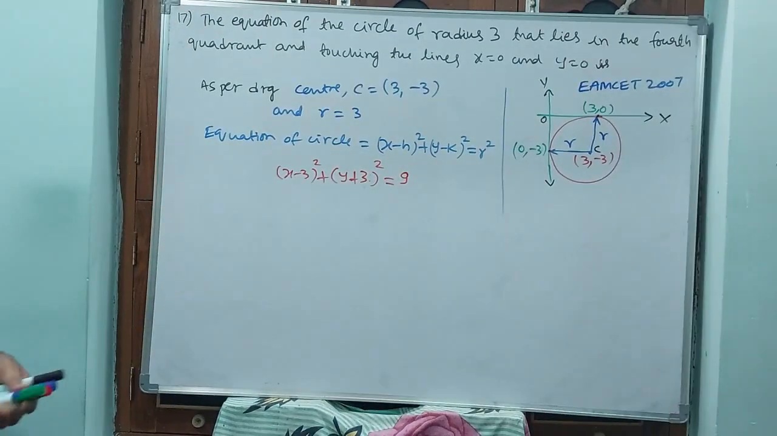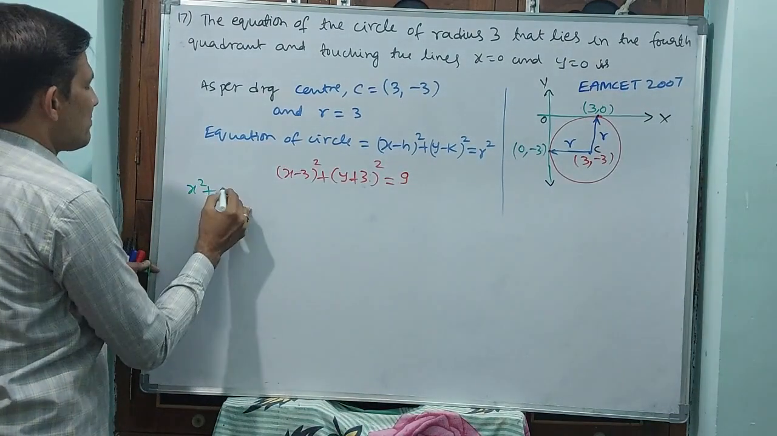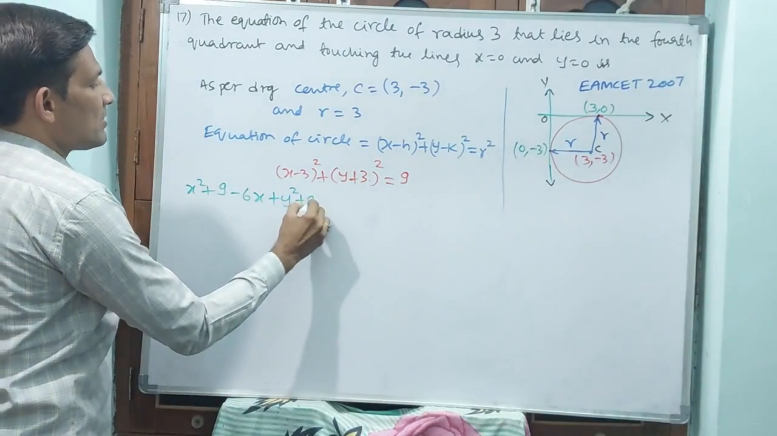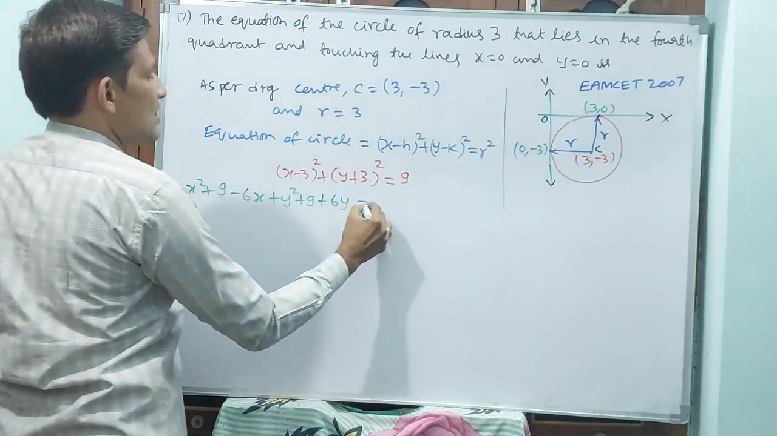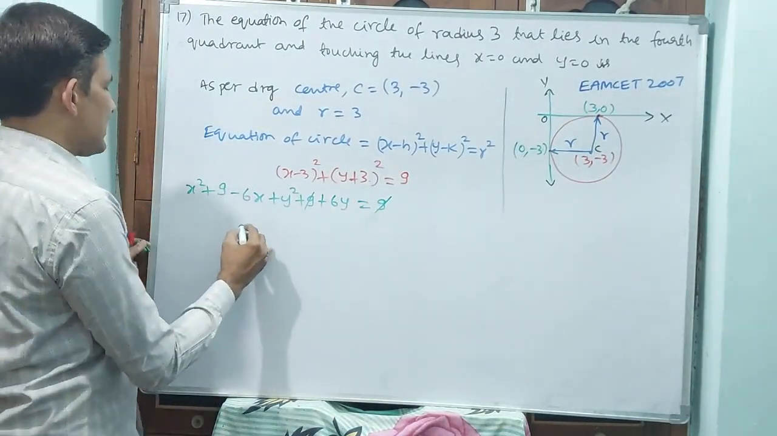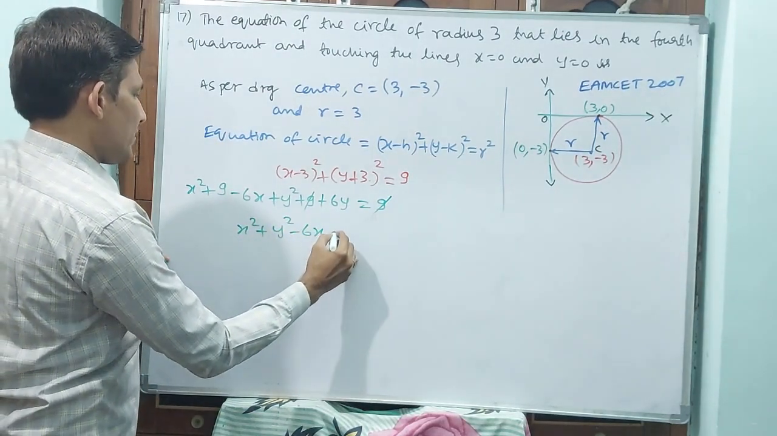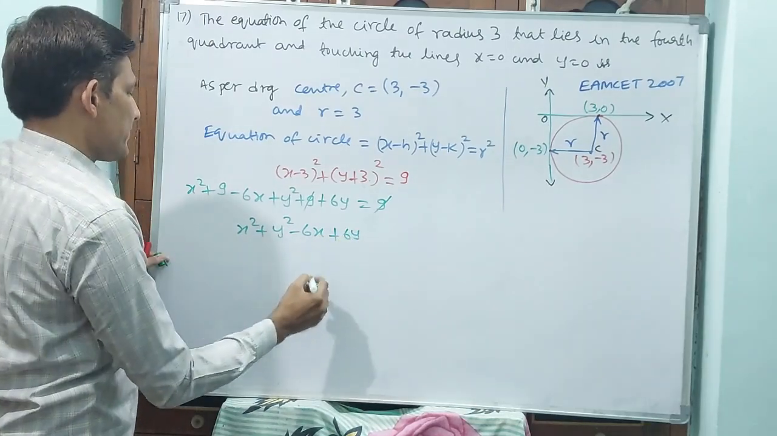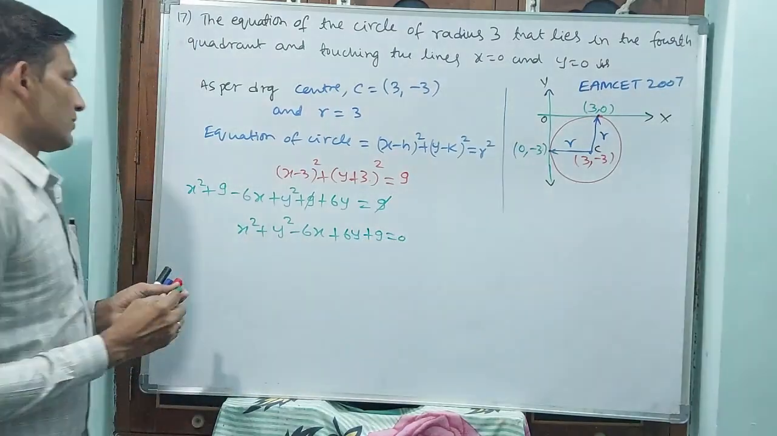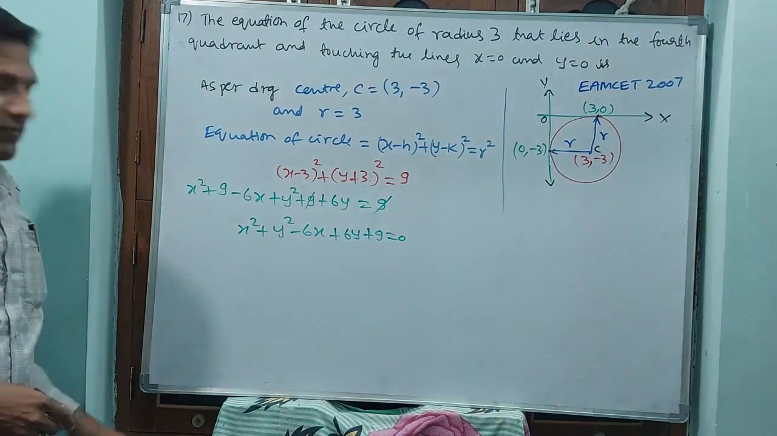Now we expand this. This is the equation they asked. Using a square plus b square minus 2ab and a square plus b square plus 2ab, it is equal to 9. You see, the 9 is going to get cancelled out. Now write down the final equation: x square plus y square minus 6x plus 6y plus 9 equal to 0. The 9 is going to get cancelled out. This is the equation of this circle.